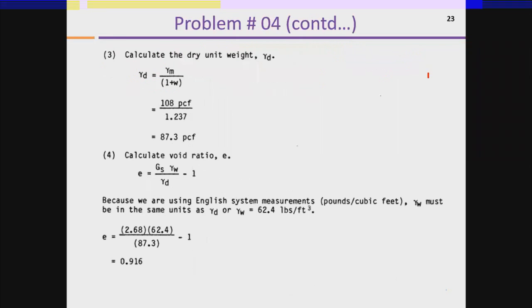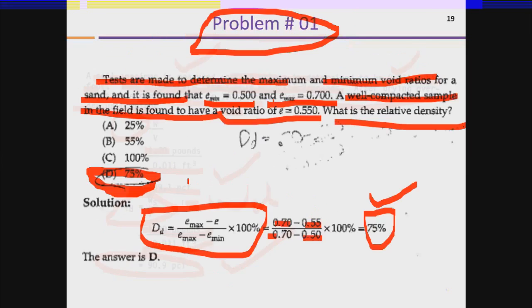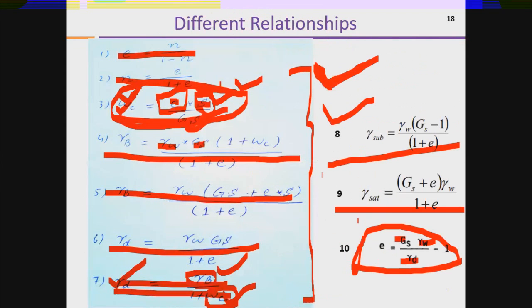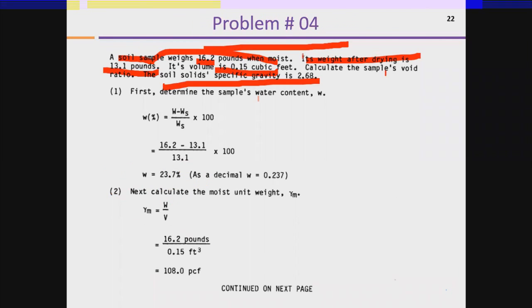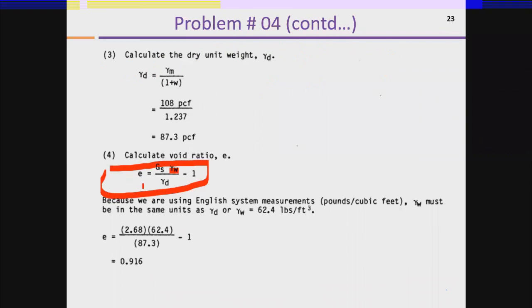For the void ratio of the soil, I have this expression: Gs gamma W divided by gamma D, minus 1. This is formula number 10. Gamma W is a universal constant, no problem. And Gs is also given, 2.68. But guys, what about gamma D? Gamma D is not given in the problem.